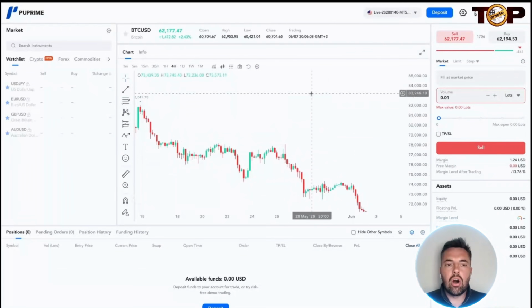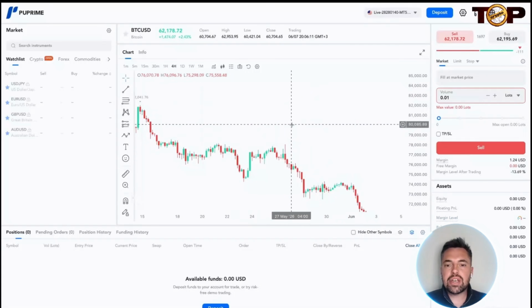So here we are on PU Prime's web trader, and I'm basically going to show you the fair value gaps on their chart. So let's jump into it.